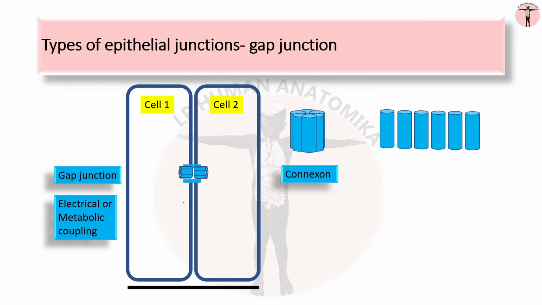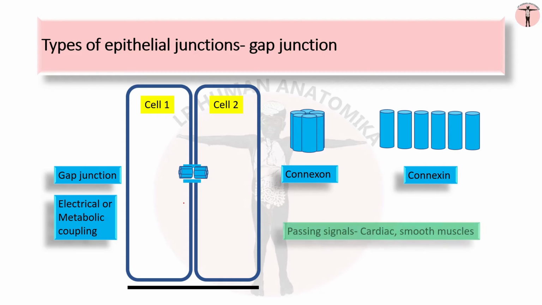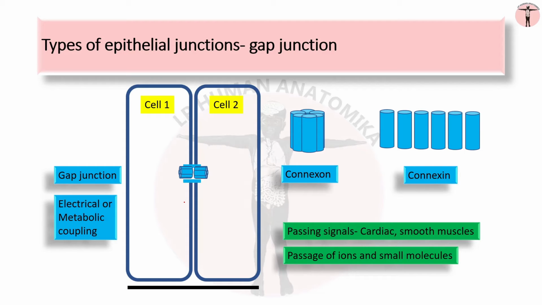Each connexon is formed by 6 copies of transmembrane proteins called connexins. The gap junctions are less in epithelium and more in cardiac and smooth muscles. They have an important role in the functioning of cardiac and smooth muscles, where the signals pass through these junctions from one cell to another. This results in the simultaneous involvement of large numbers of contractile units during excitation. Gap junctions allow the passage of ions and small molecules.